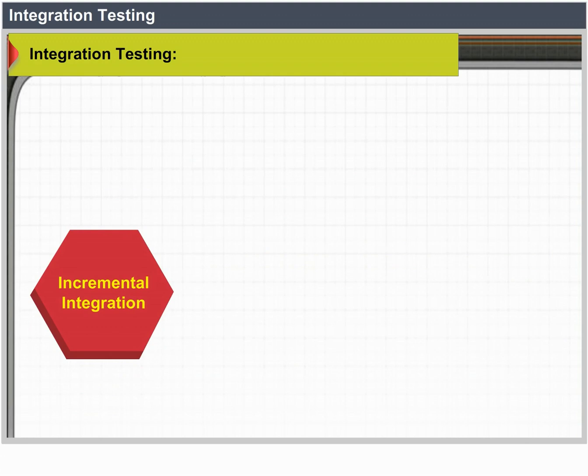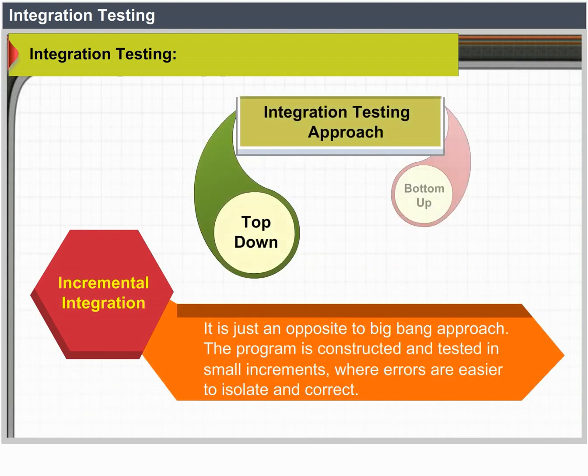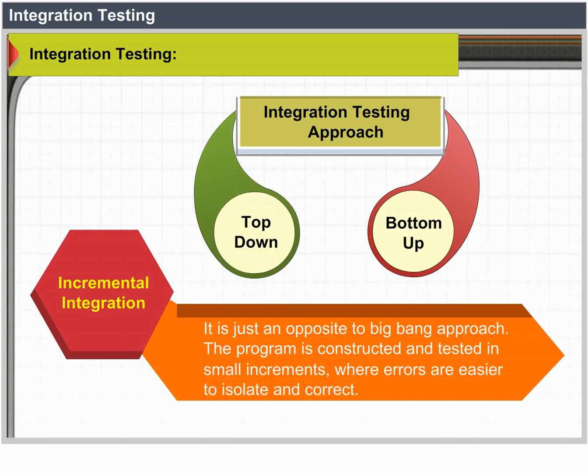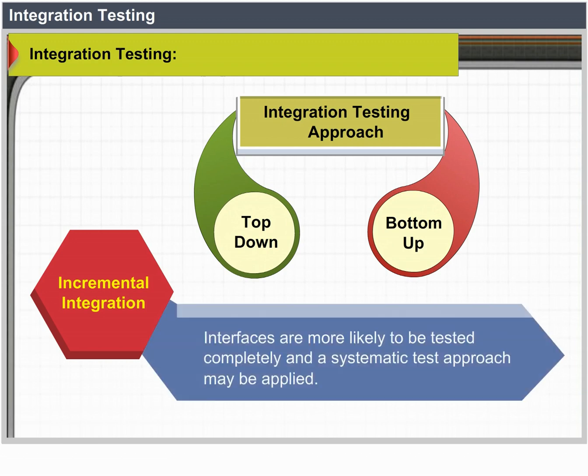Incremental integration. Direct opposite to the Big Bang approach, the program is constructed and tested in small increments where errors are easier to isolate and correct. Interfaces are more likely to be tested completely, and a systematic test approach may be applied.